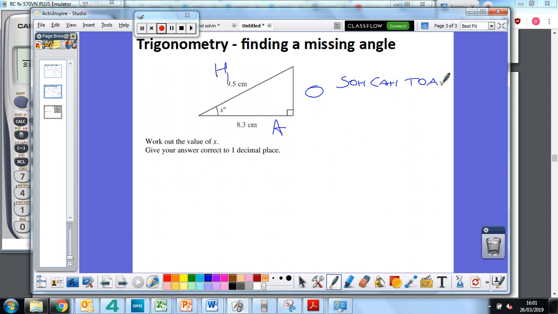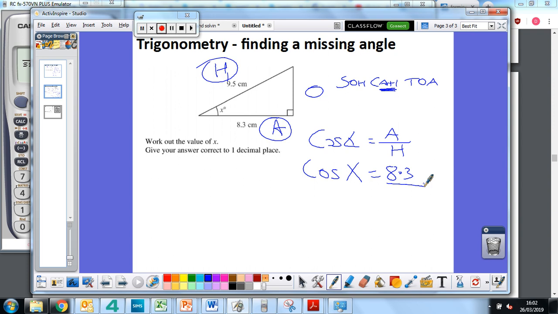The 2 sides we are working with, 8.3 here is the adjacent, 9.5 is the hypotenuse. A and H, here they are, so it's cosine, cos, that we're working with. So here we go, we write down the equation, cos of the angle equals adjacent over hypotenuse. And now we put in the numbers that we know. We don't know the angle, it's written here as x, so we say cos x equals, adjacent was 8.3, hypotenuse was 9.5. We've created the equation.